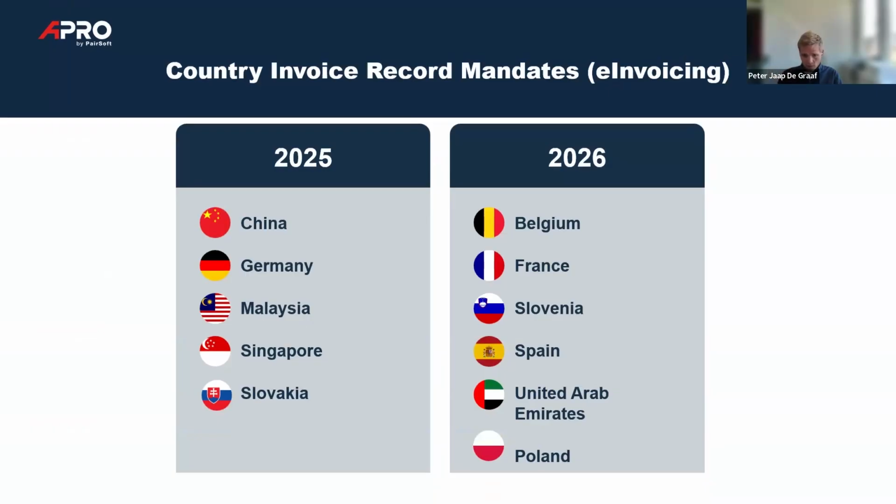A bit more about the mandates. In 2025, you can see Germany started with the AP side. So if you receive an XML invoice on the AP side, you have to process the XML file and not only the PDF anymore. And also Malaysia, Singapore, Slovakia, and China are working on mandates to get it ready for e-invoicing. Next year, 2026, Belgium, France, Spain, Poland, they all start with e-invoicing mandates. So that's all upcoming for next year. I think Spain is still a question mark. There are no real timelines for when that happens, but anyway, I believe that's still in 2026.